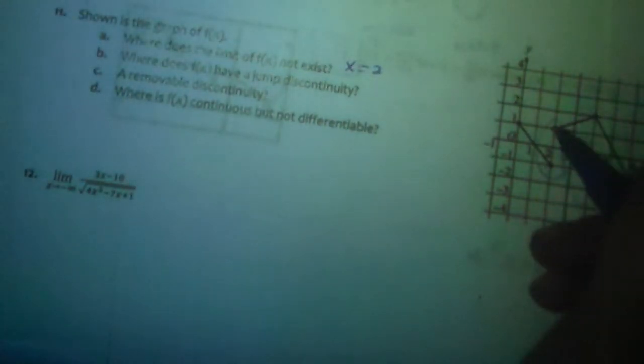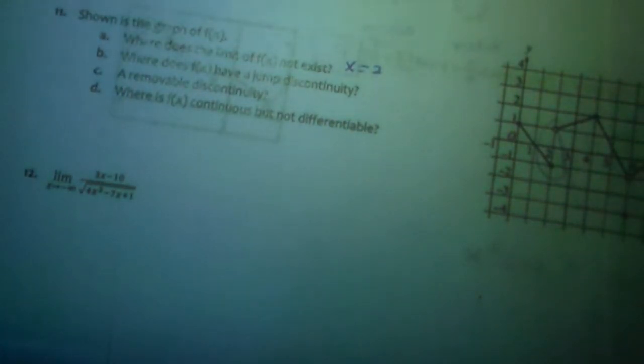We are looking at the graph of f. Where does the limit not exist? So definitely does not exist at x equals 2, because the left limit and the right limit are not the same. They're not approaching the same value. Jump discontinuity is, right, when it jumps.